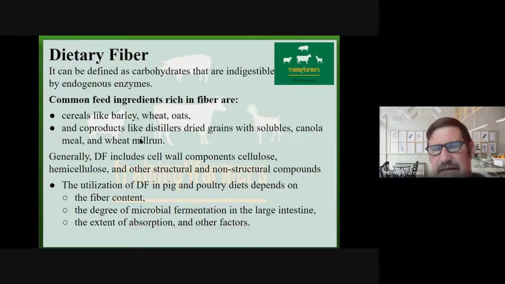It's got a bit higher energy than bran because it's got a bit of starch. The process of doing it is less efficient in recovering all the starch and so on.